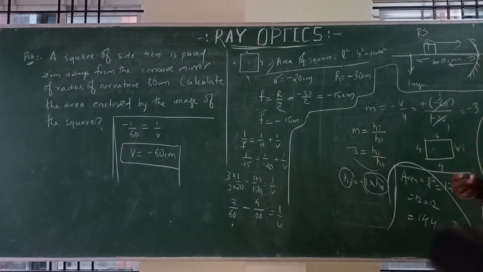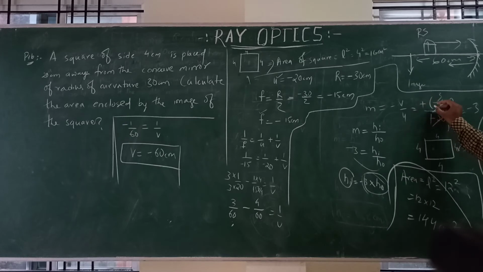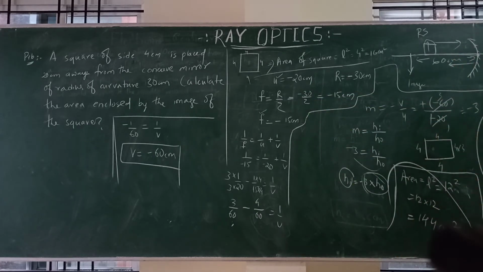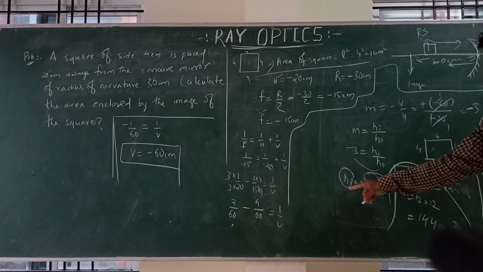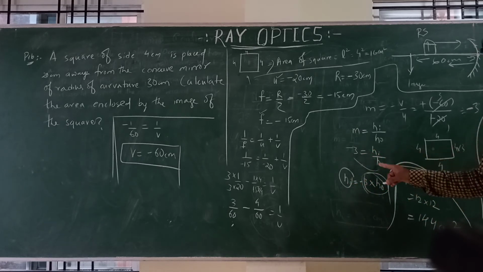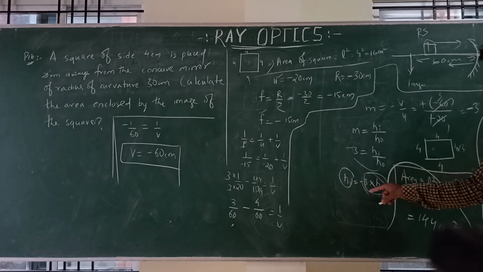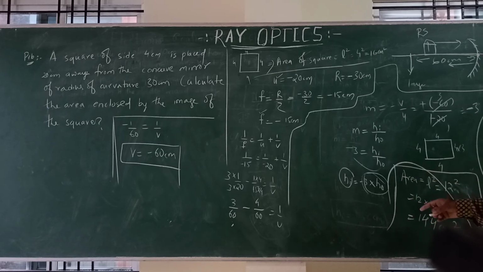Again m is equal to minus v by u, we know this formula. So m is equal to minus of minus 60 centimeter divided by minus 20 centimeter, and we get m is minus 3. So minus 3 is equal to height of the image by height of the object, and hi is equal to 3 times ho. Therefore the image is 3 times bigger than the object.